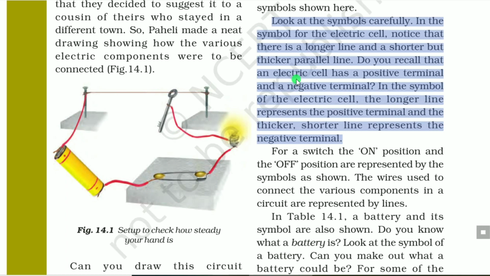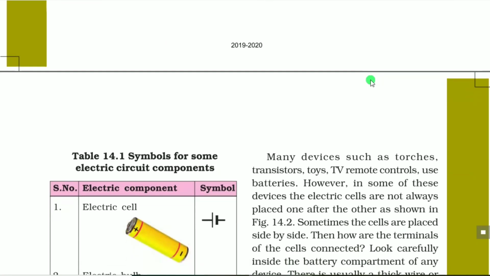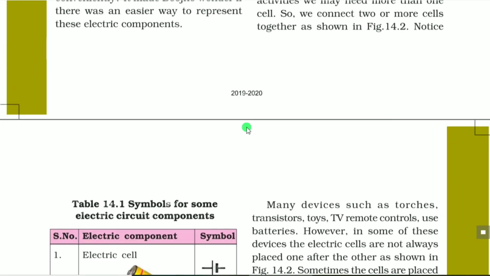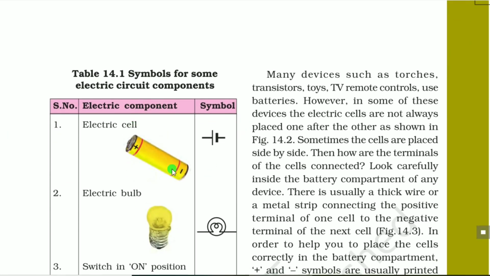In the symbol for the electric cell, notice that there is a longer line and a shorter but thicker parallel line. Do you recall that an electric cell has a positive terminal and a negative terminal? In the symbol of the electric cell, the longer line represents the positive terminal and the thicker, shorter line represents the negative terminal.